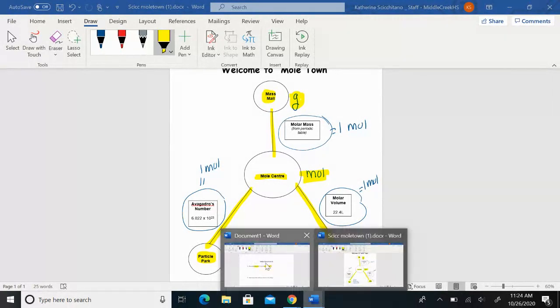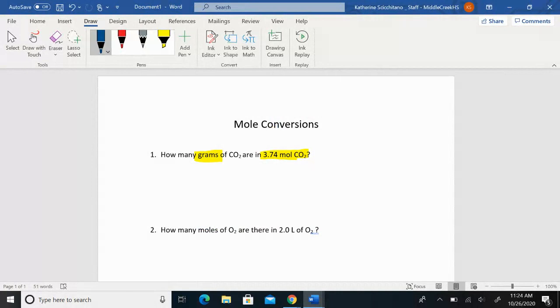So what we do is we create a dimensional analysis train track in order for us to convert. The way we do this is we set up our train tracks, the horizontal line being a division sign, our vertical line being a multiplication sign. We're always going to put what we're starting with in our top left, so it's 3.74 moles of CO2.